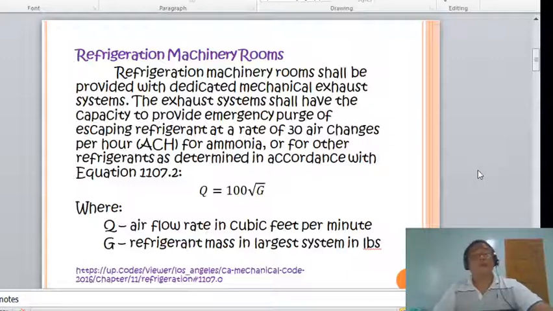Okay, so the definition is Q equals 100 square root of G, where Q is the airflow rate in cubic feet per minute, and G is the refrigerant mass in the largest system in pounds. Okay, so take note, class, of the equation. That is very easy. Q, or the airflow rate, is equal to 100 multiplied by the square root of the mass of the refrigerant.